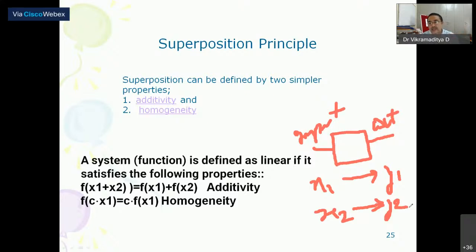Clear? Okay. Now the additivity principle states that the given element or given system obeys the principle of additivity if I apply an input equal to x1 plus x2.